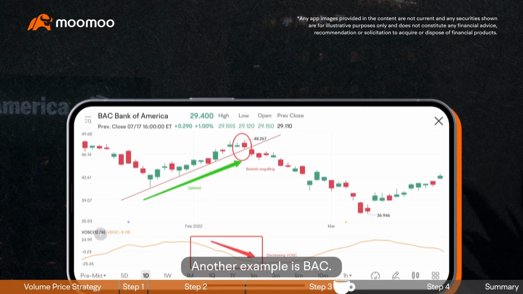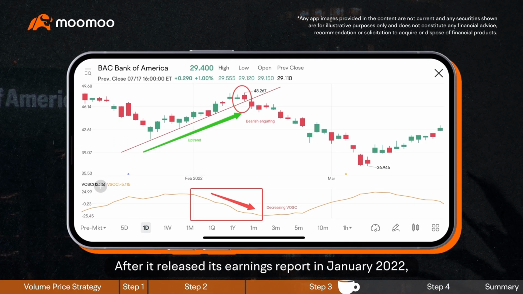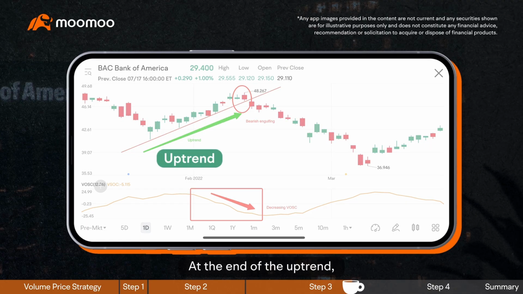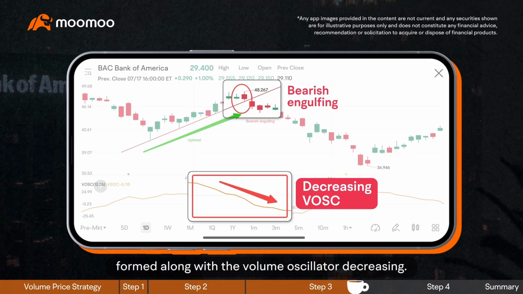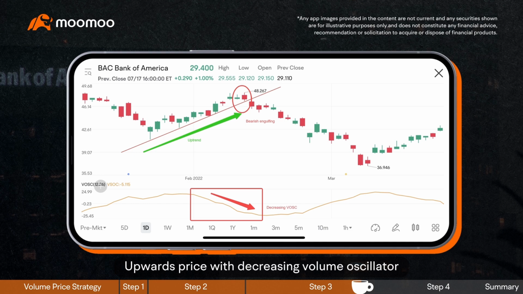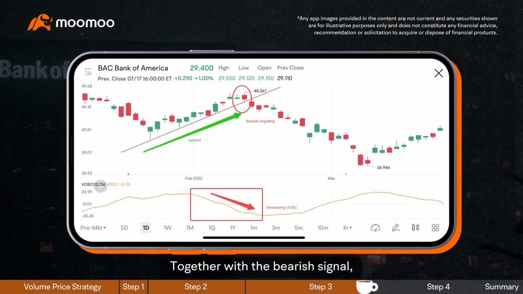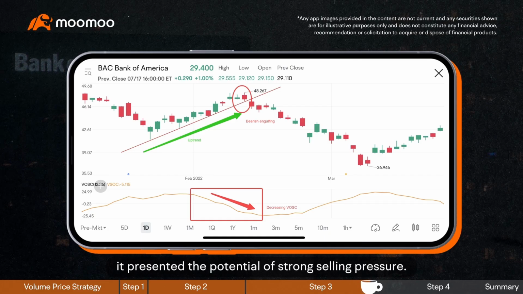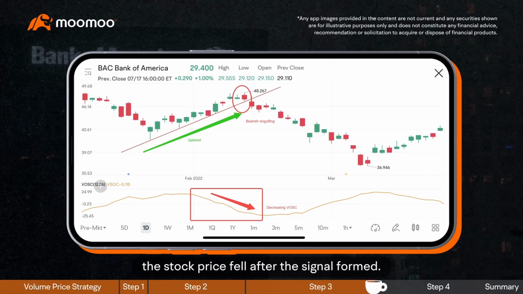Another example is BAC. After it released its earnings report in January 2022, the stock dropped for several days and then formed an uptrend. At the end of the uptrend, a bearish engulfing pattern formed along with the volume oscillator decreasing. Upwards price with decreasing volume oscillator indicates a weak uptrend. Together with the bearish signal, it presented the potential of strong selling pressure. In this case, the stock price fell after the signal formed.